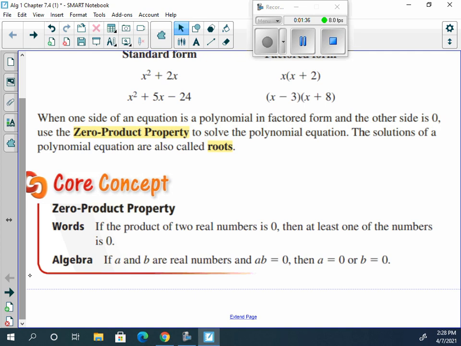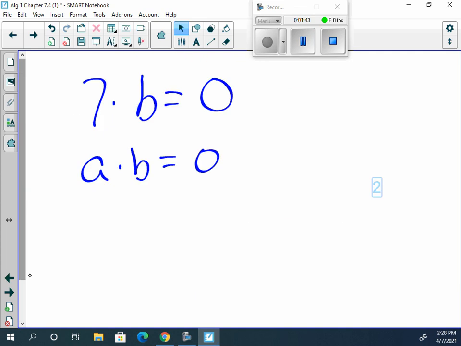So if we have two real numbers a and b, a times b equals 0, well, it means either a is equal to 0 or b is equal to 0. One of them has to be 0.